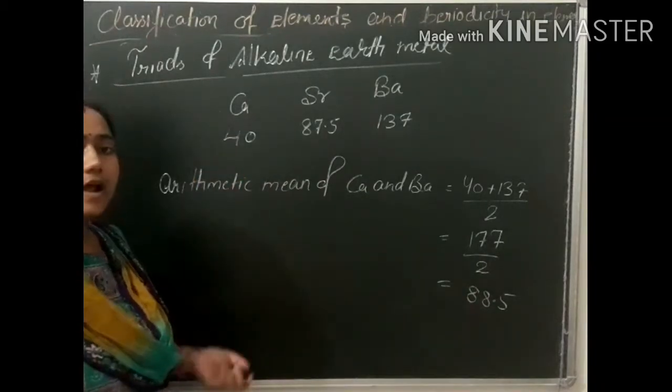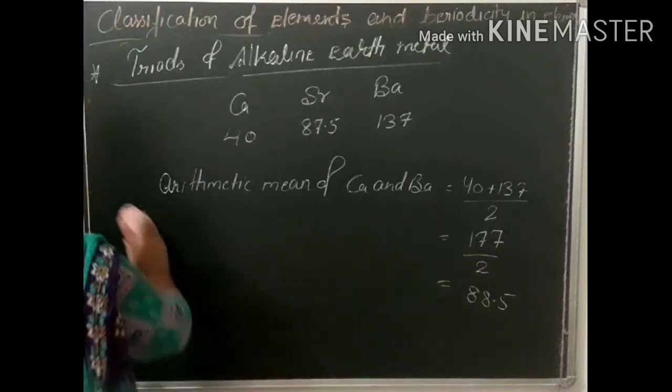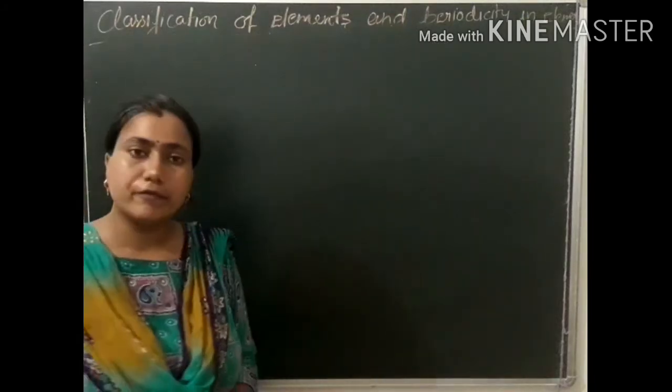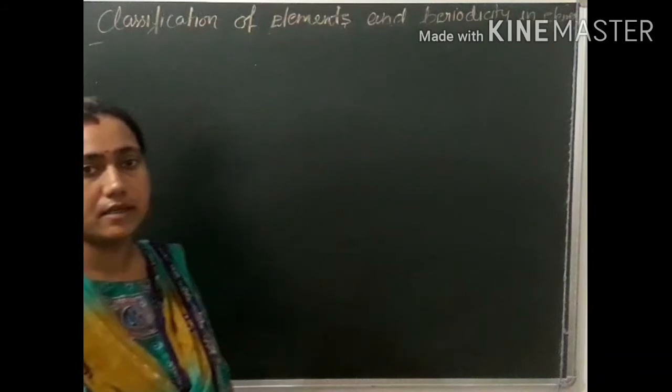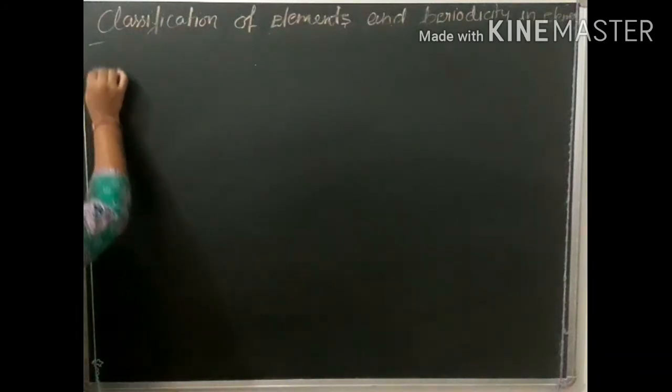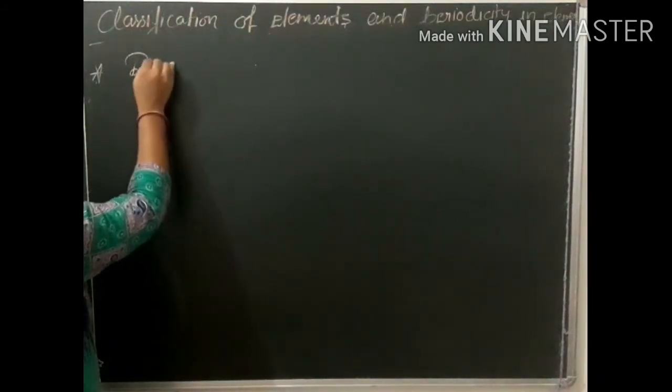Now the next is the drawback of Dobereiner's triads. It means why Dobereiner failed to classify the elements in a periodic table, because of its drawback.